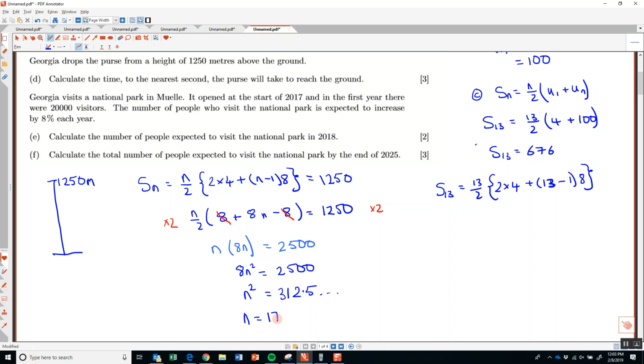17.67. Okay. Why do you square root? Oh, because it's n squared. I just left it like that, n times n squared. And then because we want the nearest second, n is equal to 18 seconds.